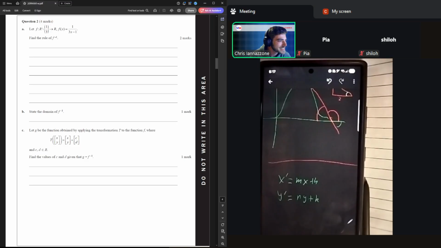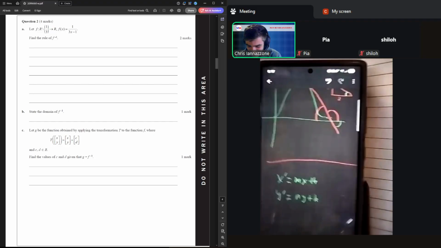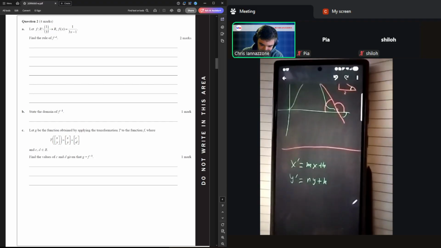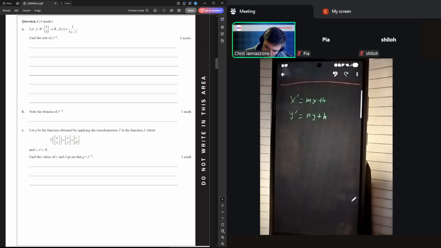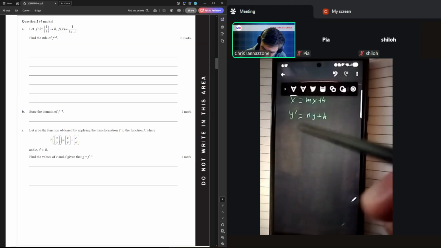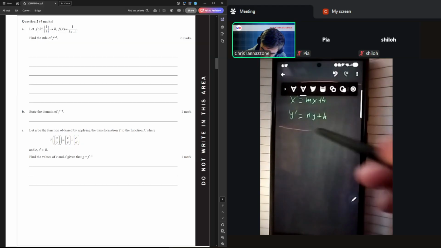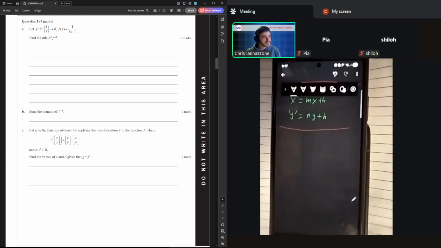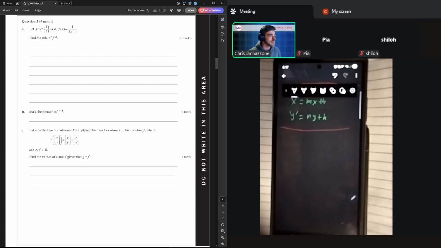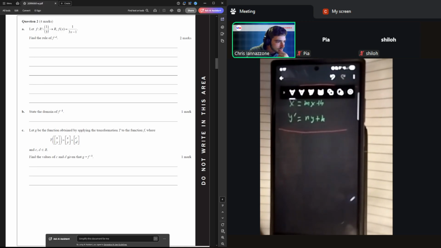Find the rule of f inverse. Fairly standard question there. You solve these the exact same way every single time.